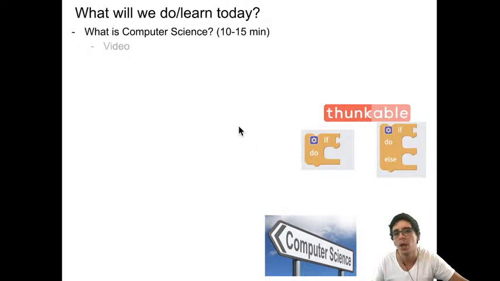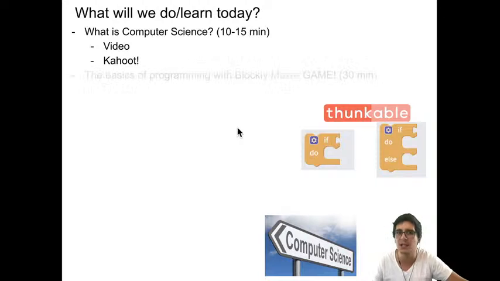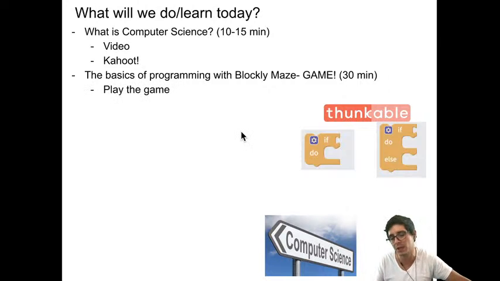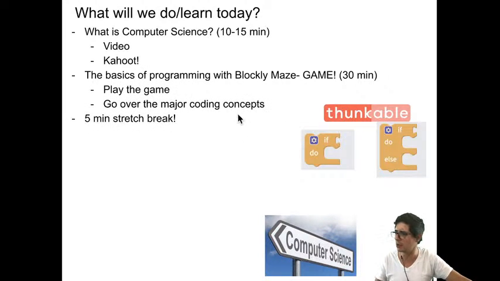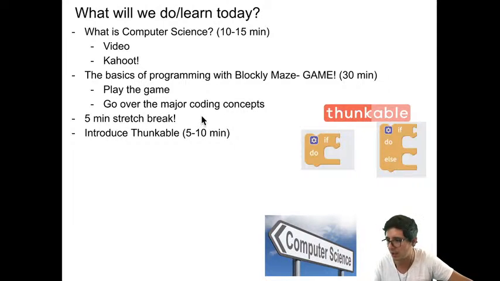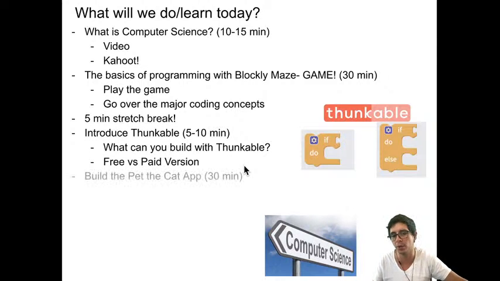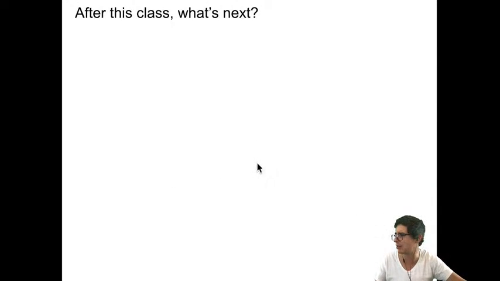So what are we going to be doing today? Well, we're going to start by learning what computer science is. We're going to play a little quiz game. Then we're going to play a little Blockly maze game to kind of get your brain going in the right direction, so you understand the interfaces that we're going to be using. And then a little break followed by introducing Thunkable. Thunkable is the software that we're going to be using, which is entirely web-based. It's a pretty great software. And we're going to talk about what you can build with Thunkable. Is it free? Do you have to pay? It's a freemium, so they have a free version up to a paid version. And then you're going to get to build the Pet the Cat app, which should be pretty cool. So let's go ahead and get started.